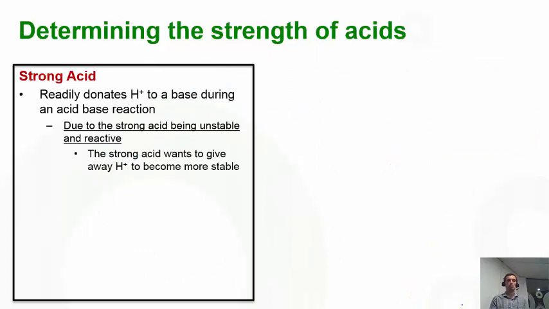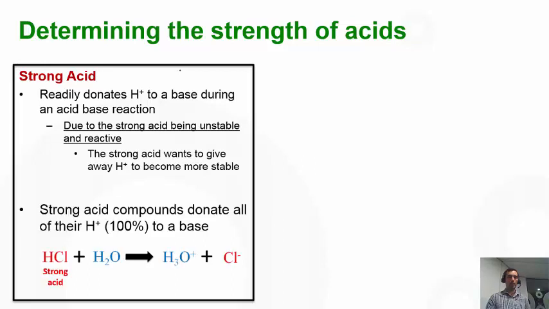Alright, so let's compare some of these properties of our strong and weak acids. So we know now that the strong acids readily donate their H+. So they really want to get rid of their H+ because they are unstable and they want to become more stable. So once the strong acid is able to give away its H+ to a base, it's then able to become the more stable conjugate base.